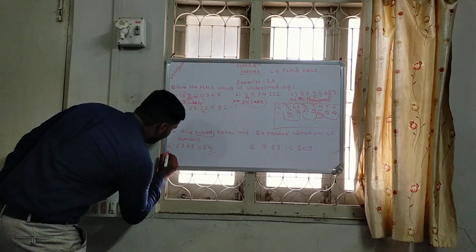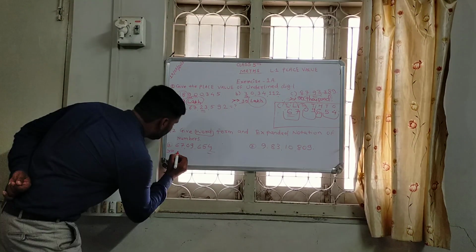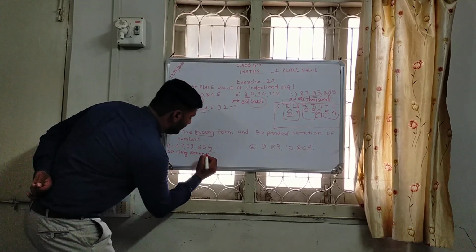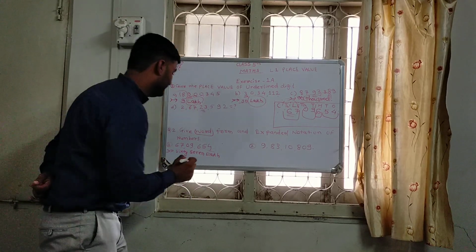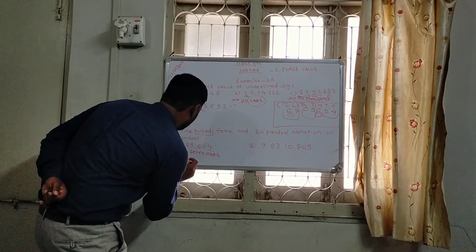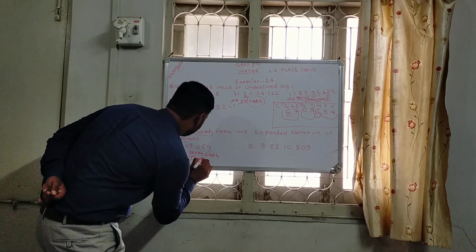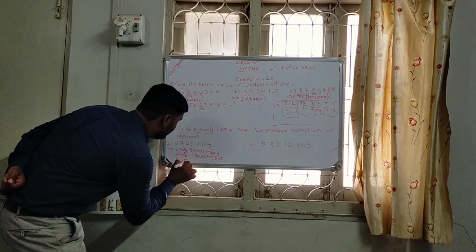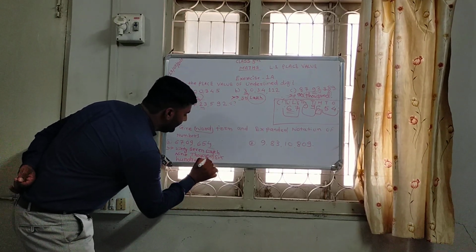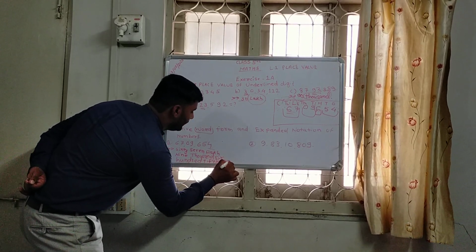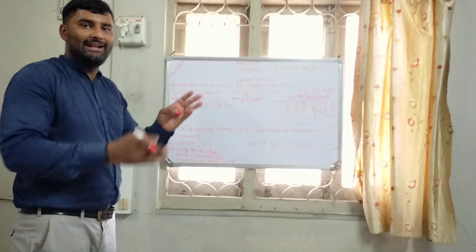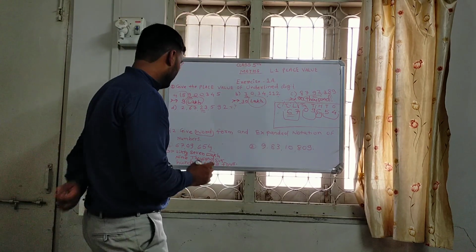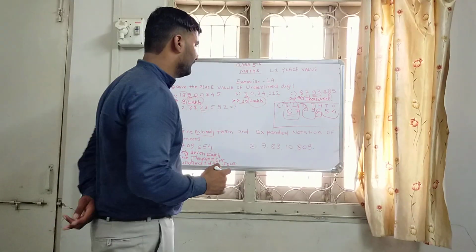Okay. So I am going to write our answer: 67 lakh 9,654. So our half answer is done and half answer is going on. Okay, so now we are going to separate the numbers.